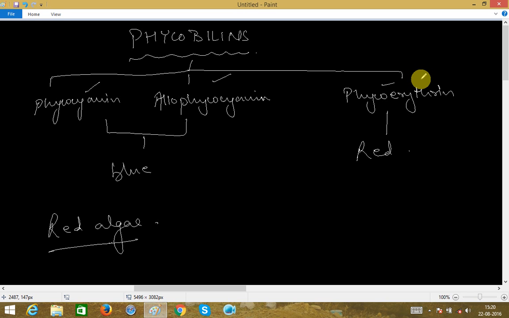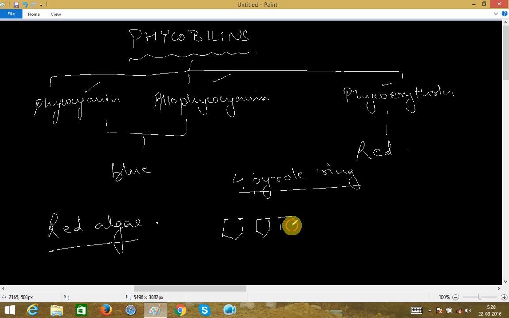Talking about the structure of phycobilins, it has got 4 pyrrole rings. Again, same as that of the chlorophyll, they have got 4 pyrrole rings. But now these pyrrole rings are connected in such a manner that they are making a chain-like structure, like this. In chlorophyll A, they were a closed tetrapyrrole structure, but here it is open.